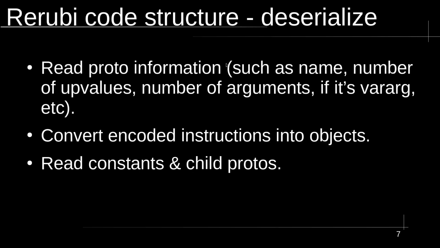So we read the proto information like name, number of values, number of arguments, if it's vararg, etc., which again is not important because 99% of these things aren't in Ironbrew or Moonsec. They don't matter at all to obfuscators, so they're omitted. Then we convert encoded instructions into objects because, again, the same thing. We have to turn the instruction into something like a number. We turn the instruction into a number, the compiler does that, and then Rerubi has to turn it back into an object. And then we read the constants and the child protos.